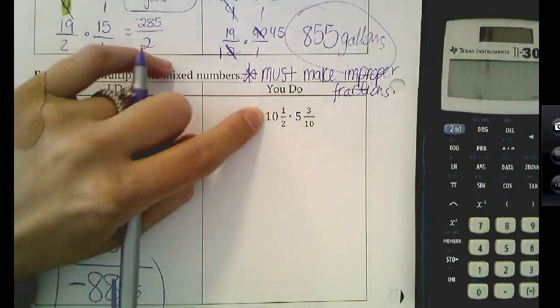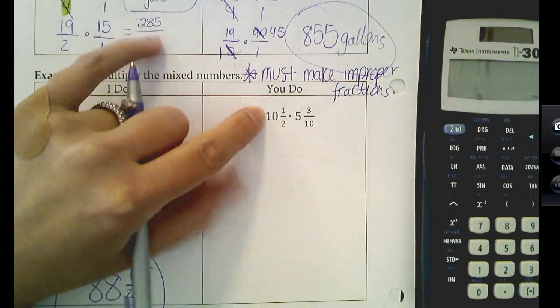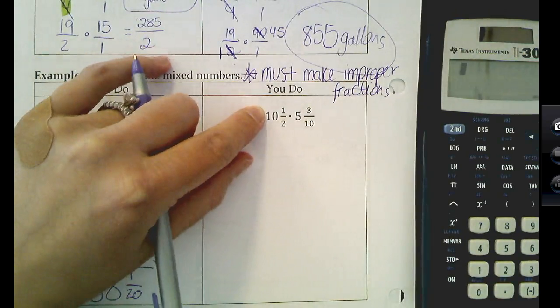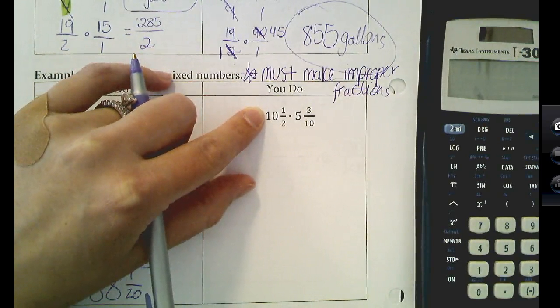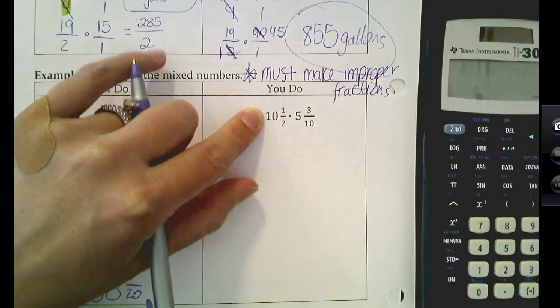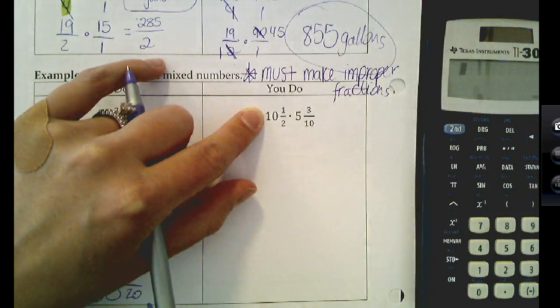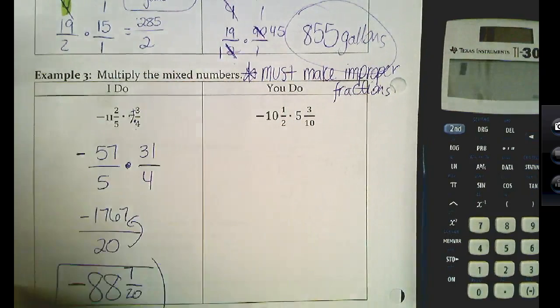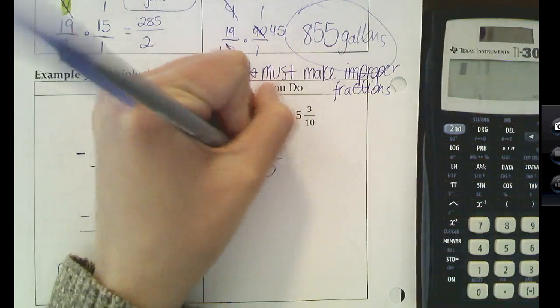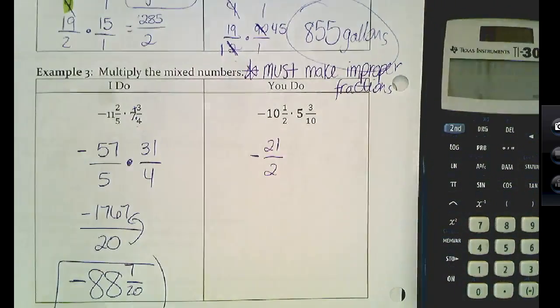Take your pointer finger and cover up that negative. We get to ignore the negative for now. I'm going to have you all say this with me, so make sure you're focused and listening. We have to multiply 2 times 10. So altogether, what is 2 times 10, class? 20. 20 plus 1 is 21 over 2. And then go ahead and write the negative.